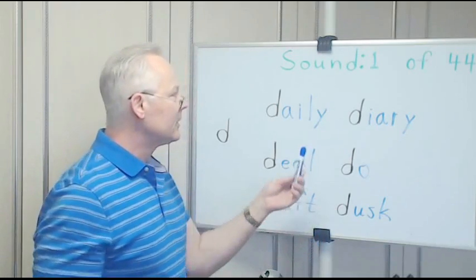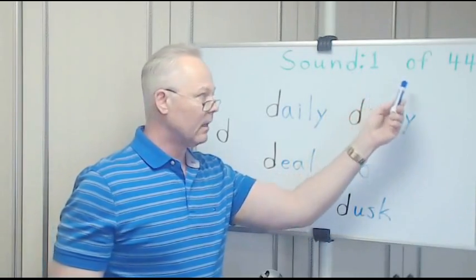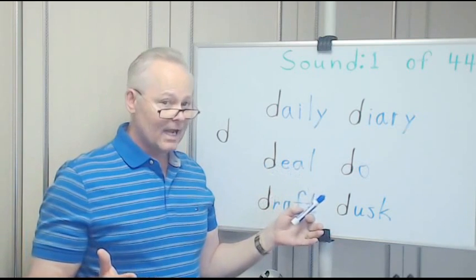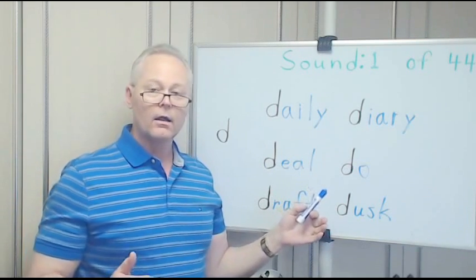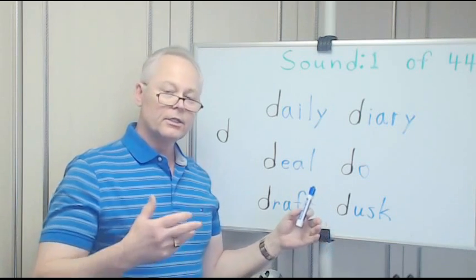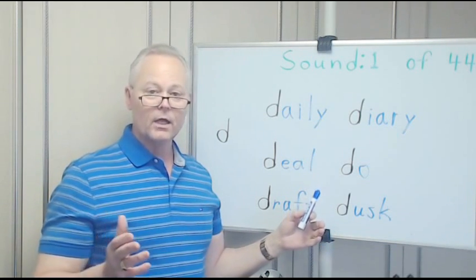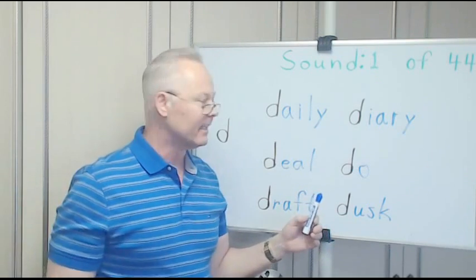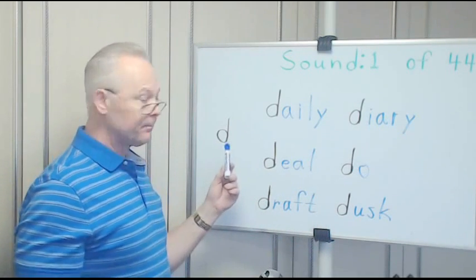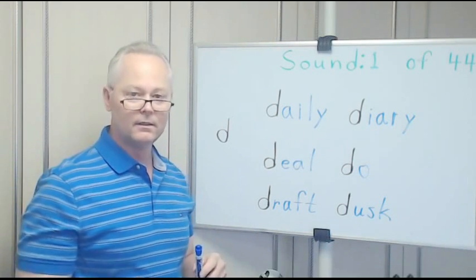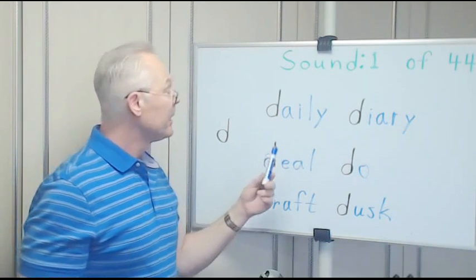Okay? So, this is sound number 1 of 44. Now, the first 24 sounds we're going to look at are based on consonants. The last 20 are going to be vowels. Okay? So let's begin here with our first sound. The sound is simply D. It's made with D.